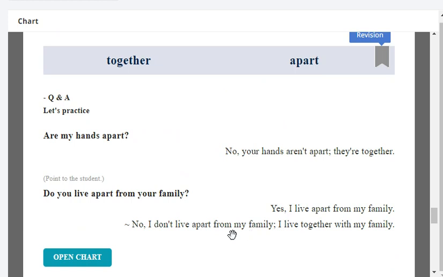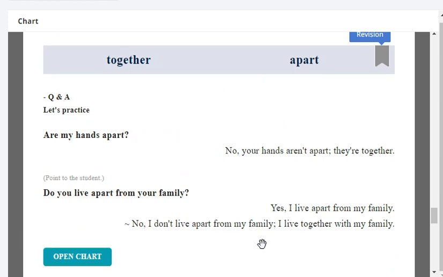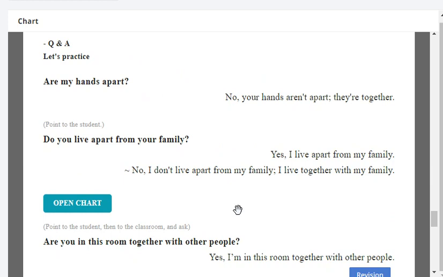No, your hands aren't apart. They are together. Wait, do you live apart from your family? Yes or no? Yes, I live apart from my family.